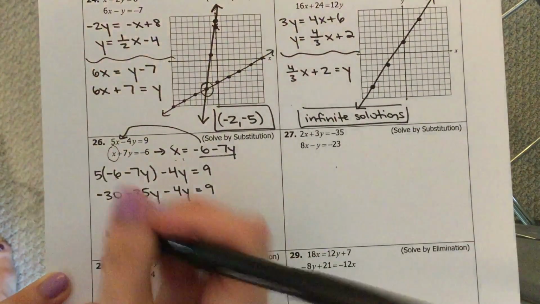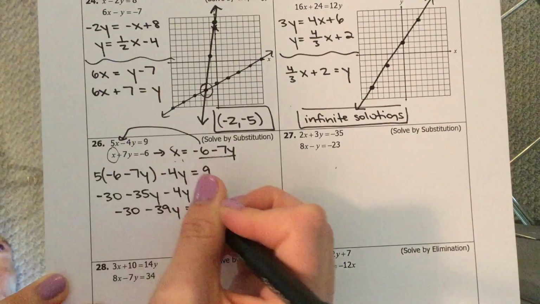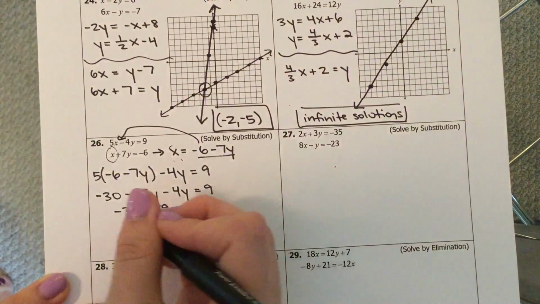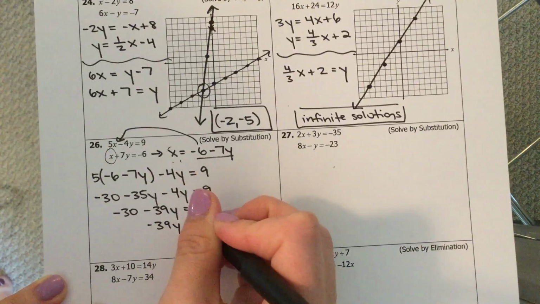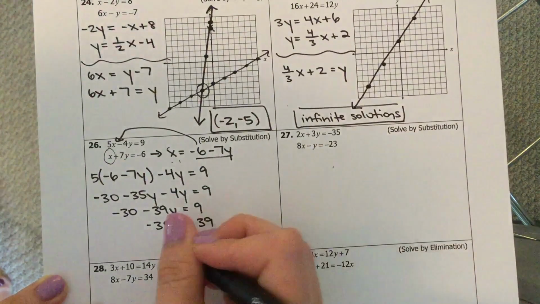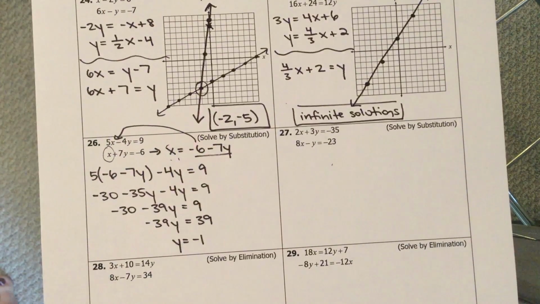Combine my like terms, so I've got these two things. And then I'm going to solve for y. So add the 30 to both sides. So 9 plus 30 is 39. And divide both sides of the equation by negative 39. So I end up with a negative 1. So that's my first value.